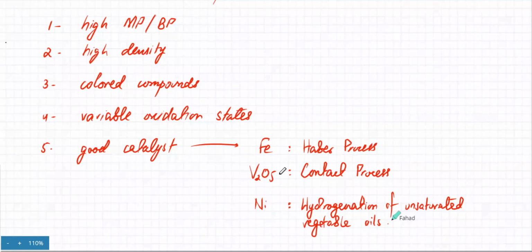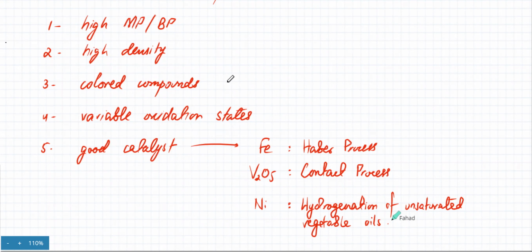Now in A2, what you have to do is discuss each property and why they have this property in the first place. Why do they have high melting and boiling points? Why do they have high density? Why do they have colored compounds and variable oxidation states? And why are they good catalysts? So we're going to study the same properties but in a lot more detail.